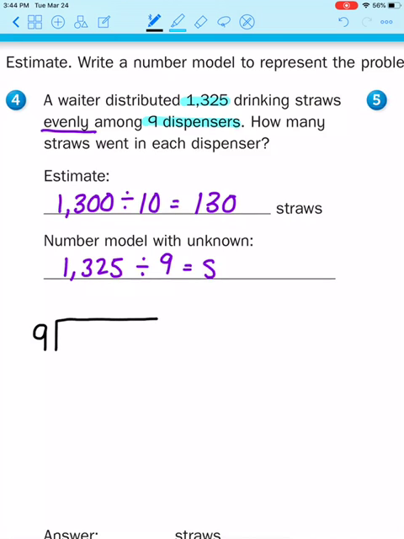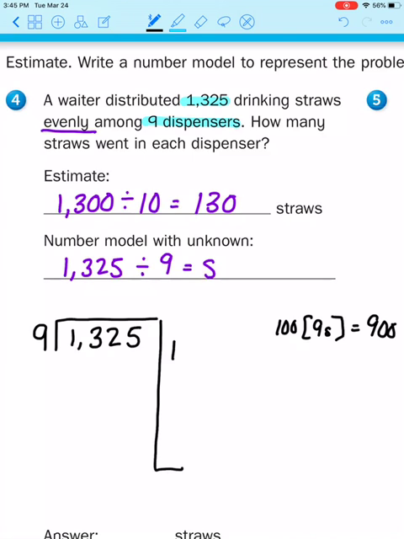9 divided into 1,325. Okay, I know that 9 times 200 would be too big. It would give me 1,800. That's too big. So let's take out 100 groups of 9, which would give me 900. So I'm going to do my bar. I'm going to take out 100, and I'm going to subtract 900, because if I make 100 groups of 9, I'm using 900 straws. Okay, and I got 425.